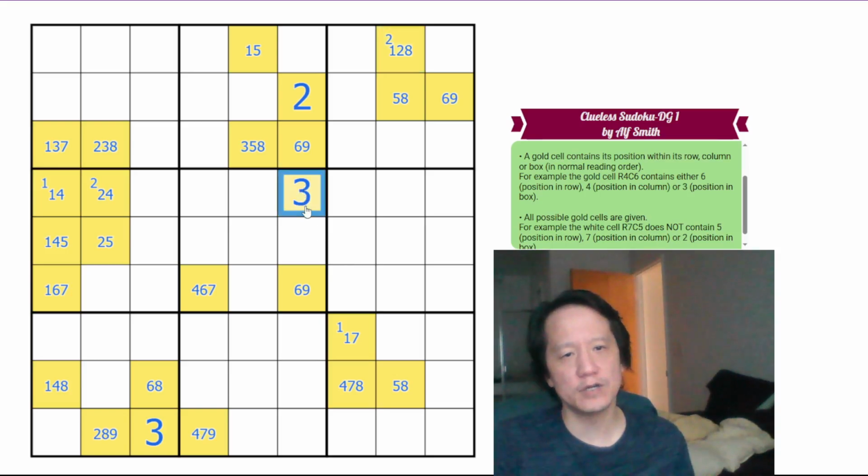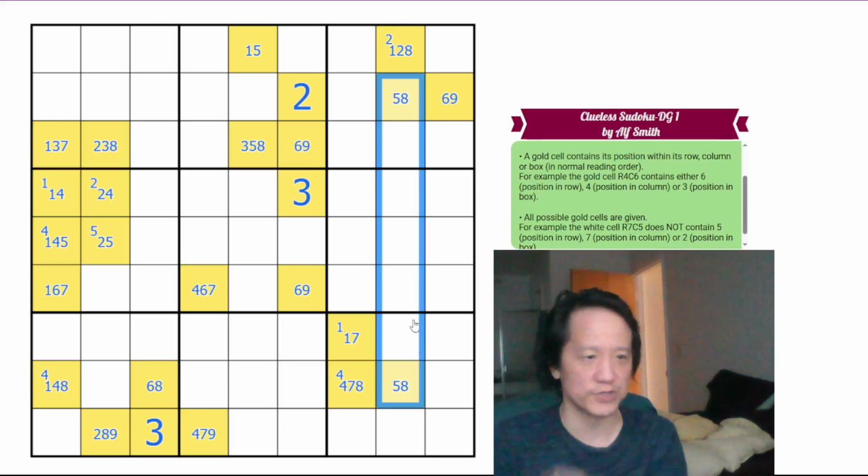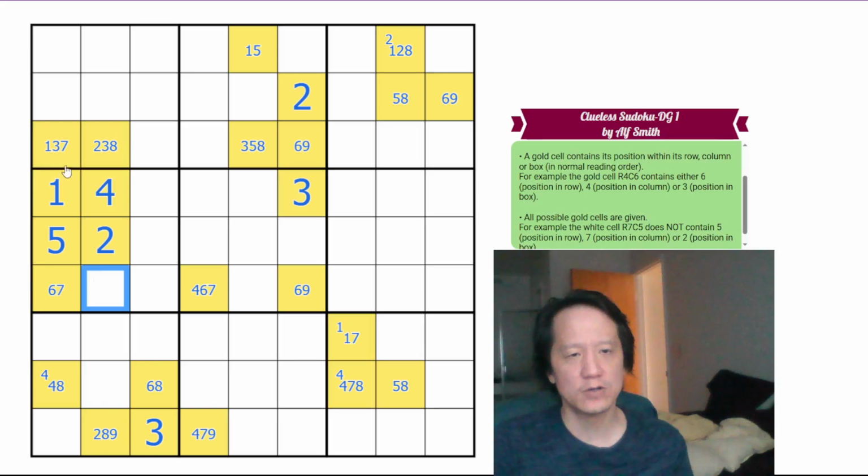3 is already here. We need a 4 in one of these 4. We need a 5 in one of these. We have a 5-8 pair now in position 5 of the boxes, so this cannot be 5. This is 2, which makes this 4, which makes this 1. This can't be 1 or 4 because of the 1 or 4 in the box. So this is 5.